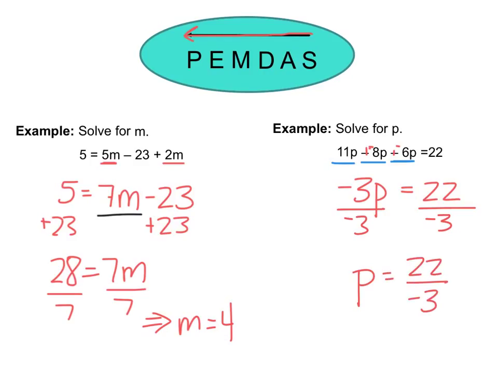Notice how I left my answer. In math, when you're solving equations, it's okay to leave them as improper fractions and to not change them to a decimal. Leave it as a fraction because fractions are better in math.